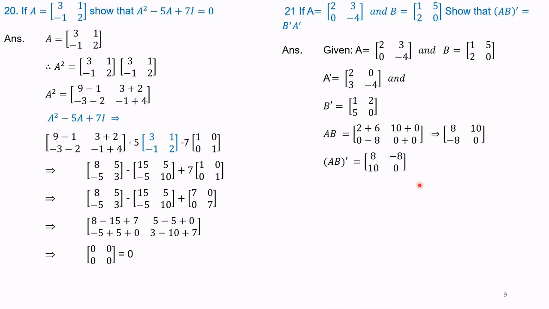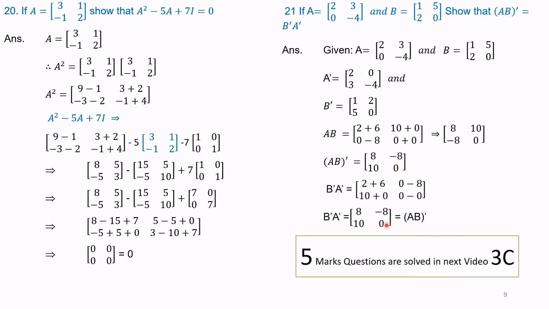Therefore, AB dash is equal to 8 minus 8, 10, 0. Therefore, BA dash is equal to 2 plus 6, 0 minus 8, 10 plus 0, and 0 minus 0. Finding it in the reverse way, BA dash is equal to 8 minus 8, 10, 0. That is, AB dash is equal to BA dash. Hence, we have done it.